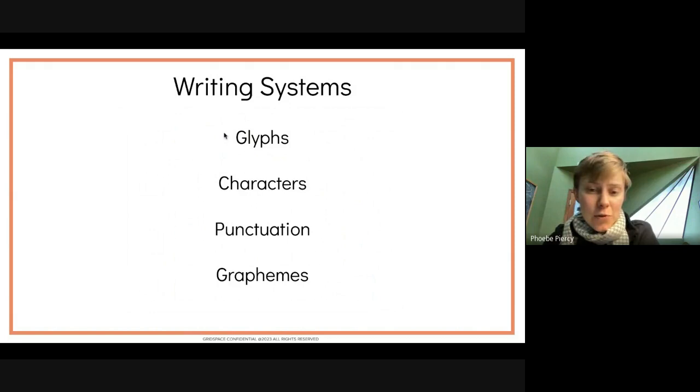And so I've been referring to characters. Generally in NLP, if someone says character, they mean an individual letter or punctuation.